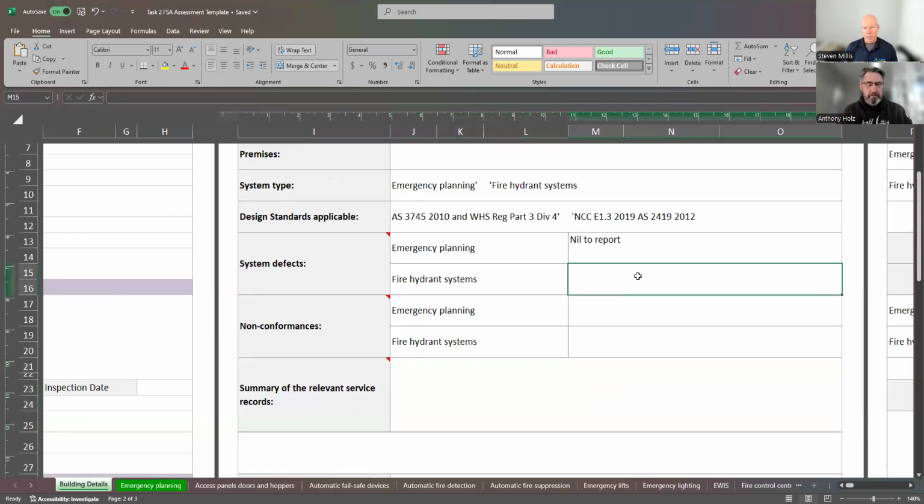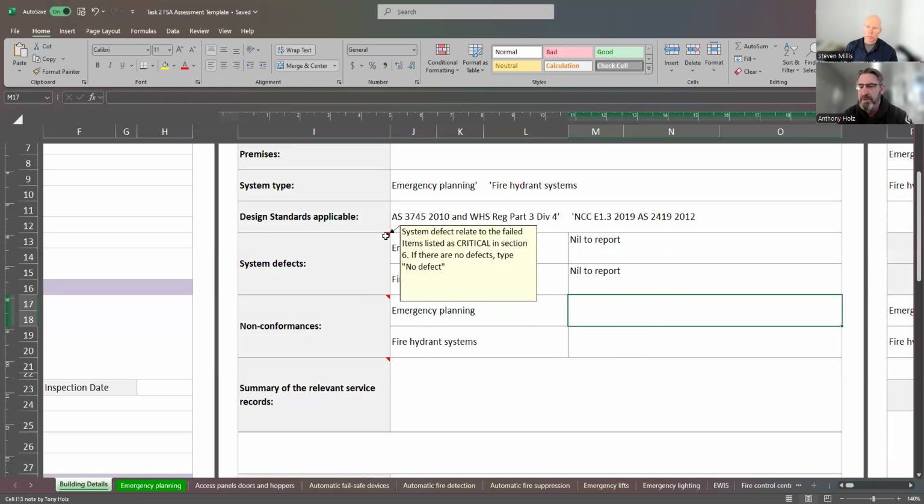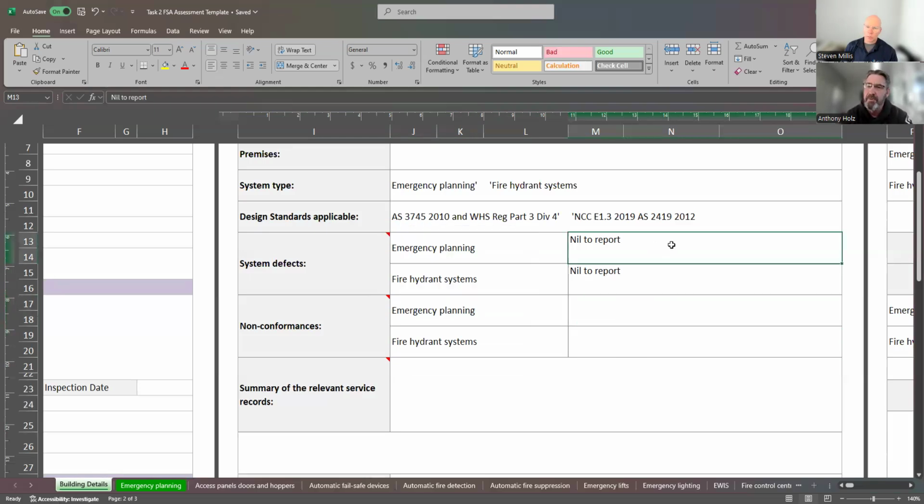Ideally, if all the defects have been rectified and there's nothing outstanding, don't leave this blank. That's why I just put nil to report there. But if there are outstanding defects that haven't been rectified, including non-conformances, this is where you would indicate what they are. And is this a place to indicate what they're going to do about them as well? Not really. It's just basically to report that this is the condition of the system at this point in time.